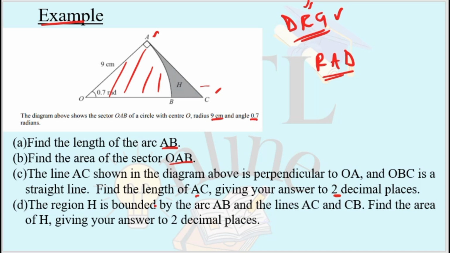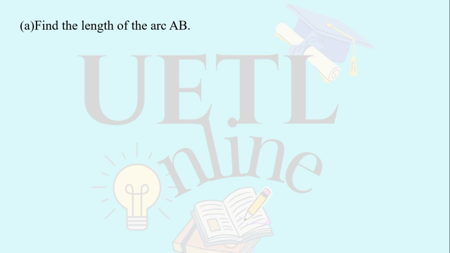Then the region H is bounded by the arc AB and the lines AC and CB. Find the area of H, giving the answer to two decimal places. So we're going to find the area of this region H. Please stay here so that you can know how to solve this step by step, with the concept and the tips explained. Let's go to our first question.